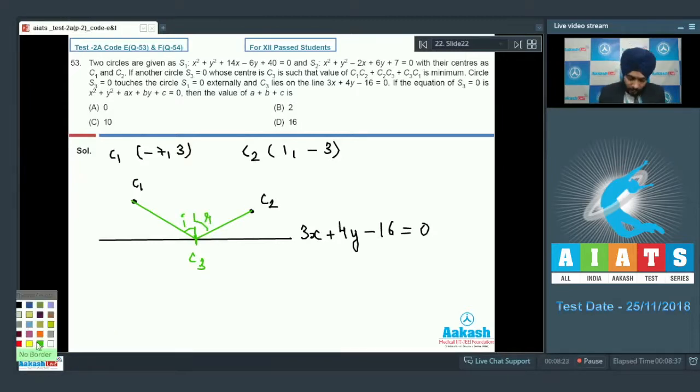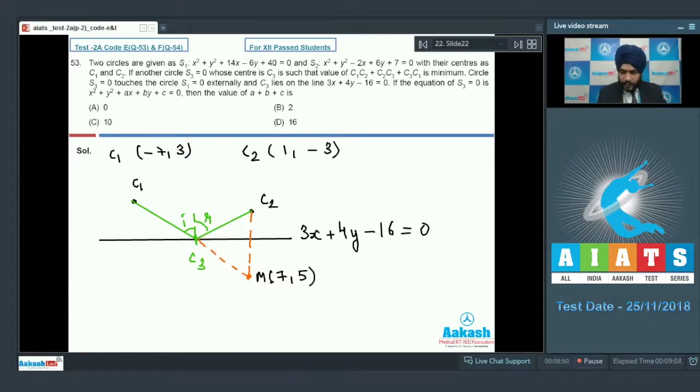So let us take the mirror image of C2 in this particular line and join this by a dotted line. So here I'll get the coordinates of C3. This mirror image is (7, 5). We can easily figure it out. C1 has (-7, 3) as the coordinates.